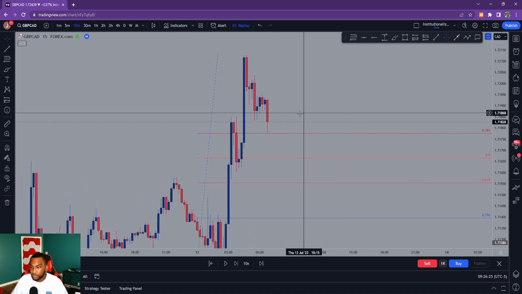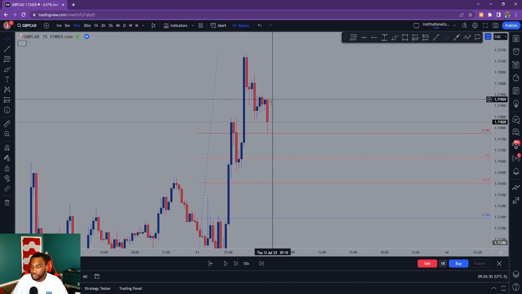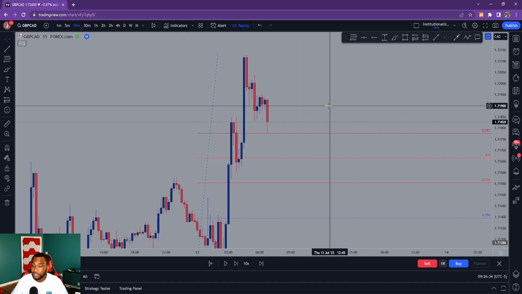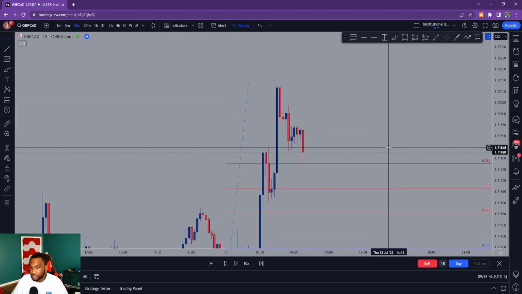The point of the 15-minute is to see where the structure is, get all the details, the nitty-gritty of everything, and this is where I like to look for my entries. Some people like to take their entries off of the 30-minute, the 1 hour, and the 5-minute. I like to really just take mine off of the 15-minute.